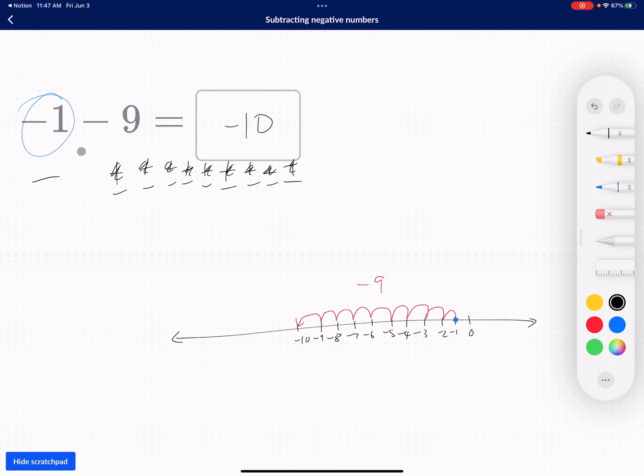And where do I leave off? I have 1, 2, 3, 4, 5, 6, 7, 8, 9, 10 negative counters, which is 10 right here. And 10 right there is exactly where we ended on the number line. So this is negative 10. That's where we ended. And then my answer is negative 10. All right.